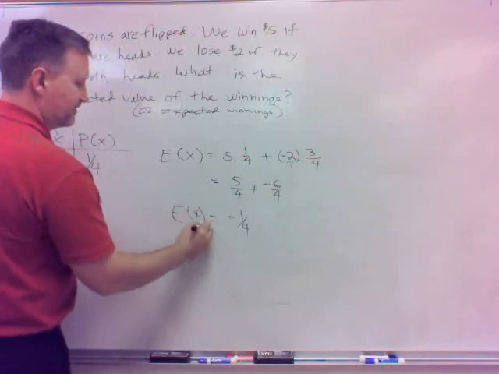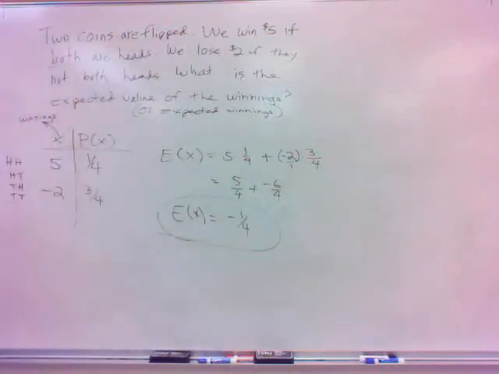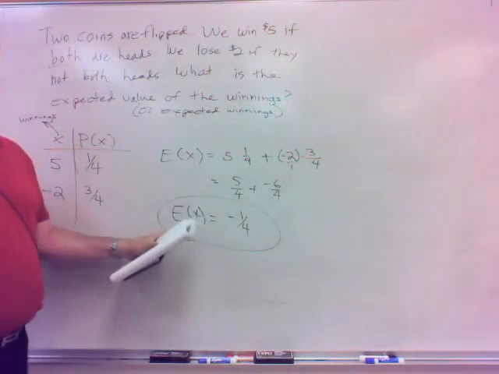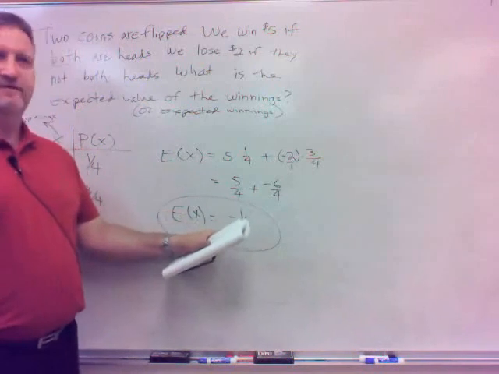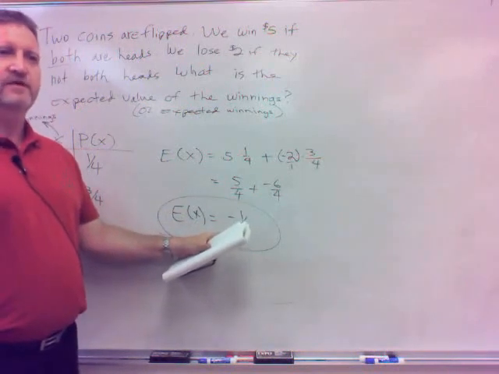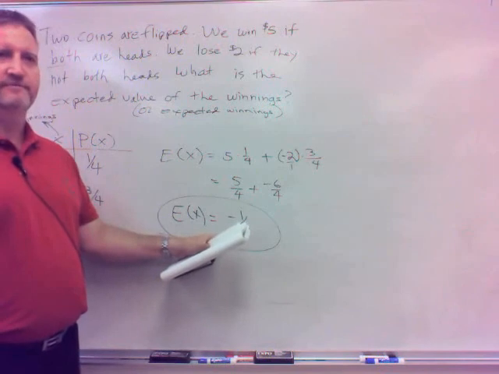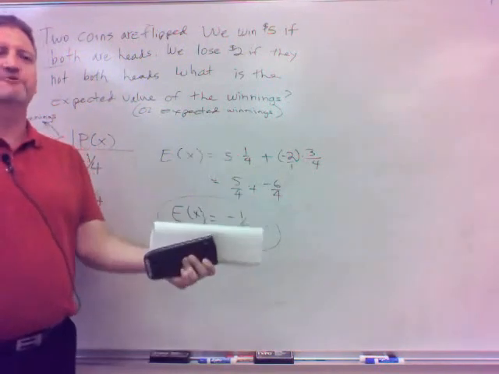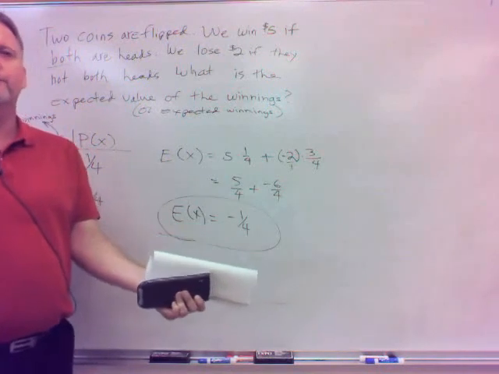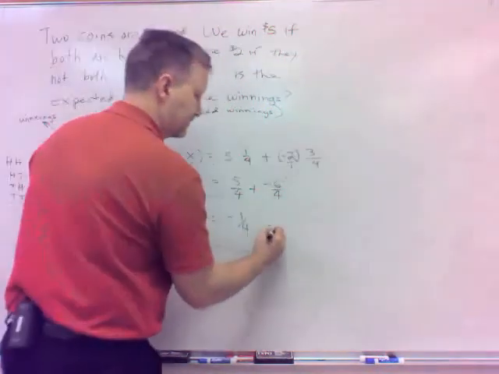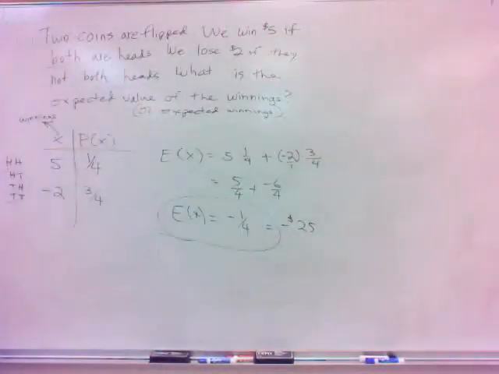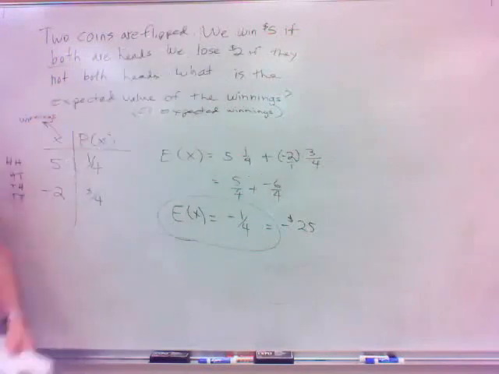That's what I was saying. Expected value, you can get negative values. Here we do. Okay, what does this mean? This is the expected value of the winnings. This would be the expected winnings we would expect to have if we played this game a lot. We would expect to average losing 1/4 or $0.25. Negative $0.25. We lost $2, we win $5.